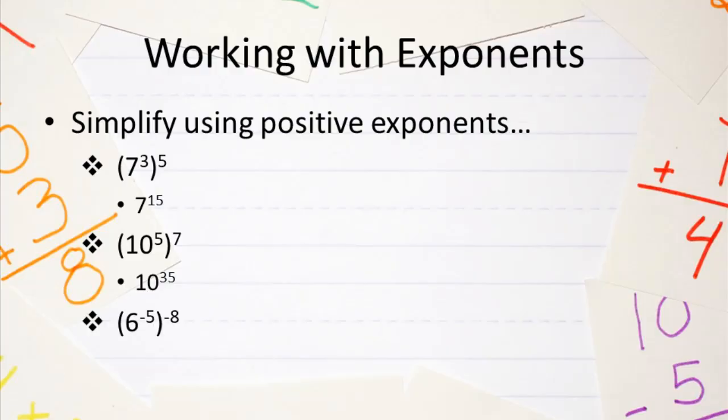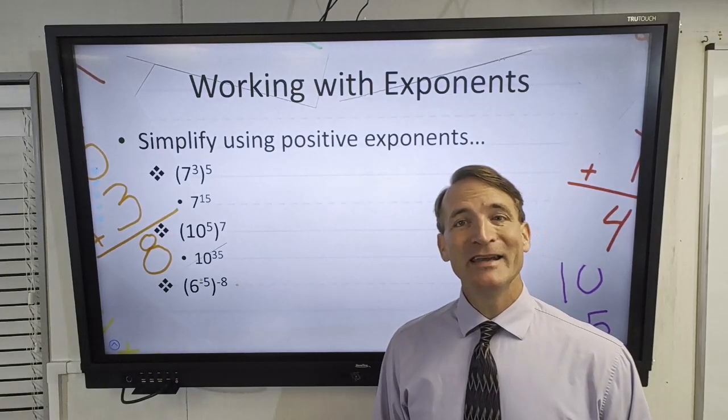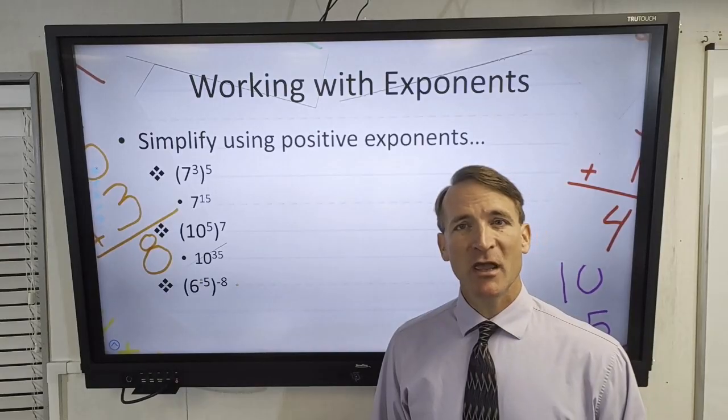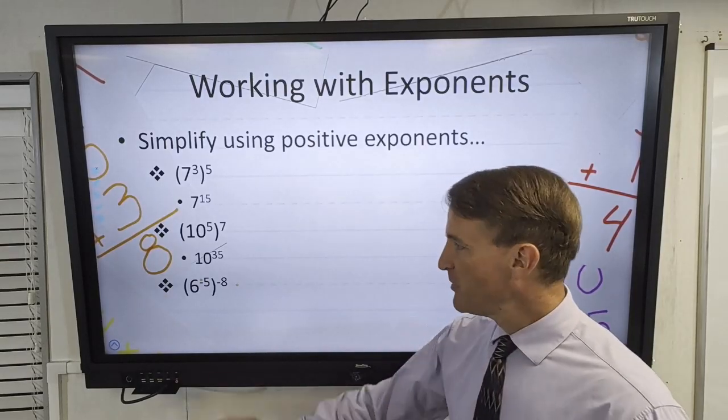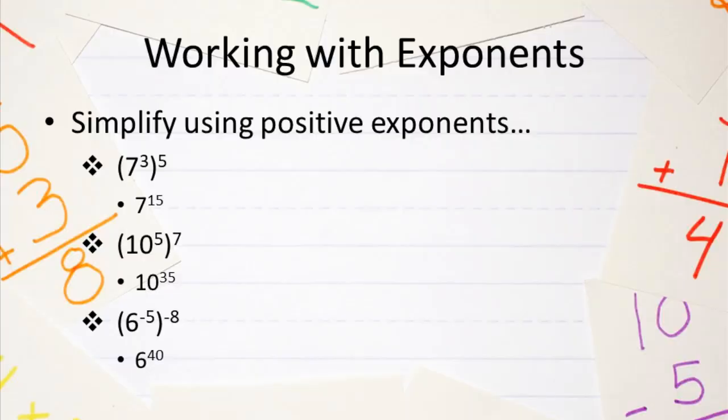6 to the negative 5th to the negative 8th power. Again, I'm using my power property. I got a negative times a negative, which is going to give me a positive value. Since my base is 6, it stays as a 6. A negative 5 times negative 8 gives me a positive 40, so I have 6 to the 40th power.